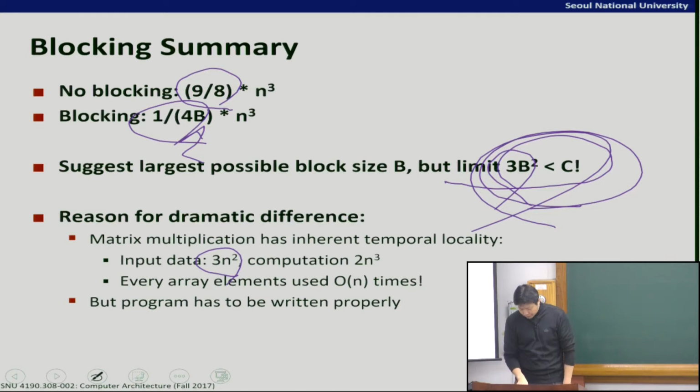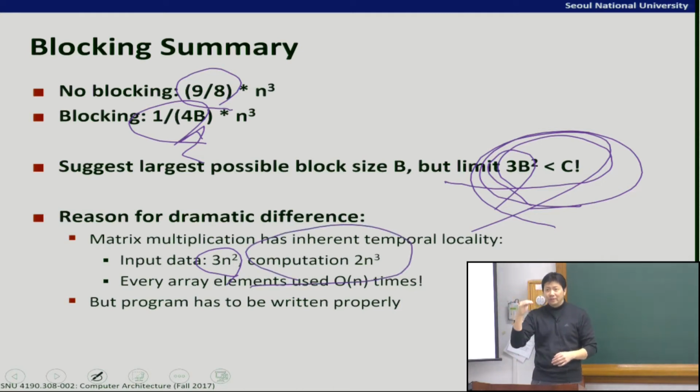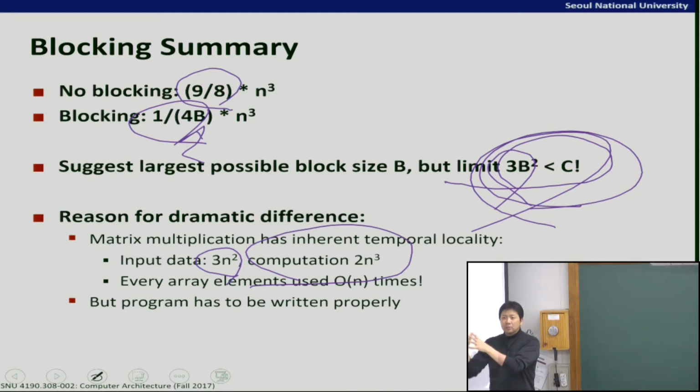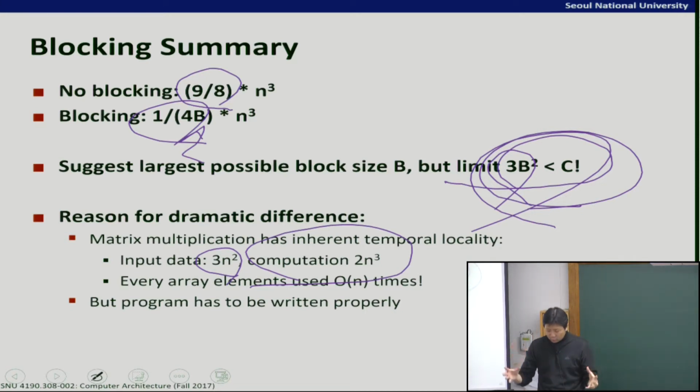But the computation, because we have a triple nested loop, right? If you think about the innermost loop body, the add and multiply will be calculated n cubed times. So there is inherent temporal locality, because your input data size is on the order of n squared, but the number of operations is on the order of n cubed. That means every element must be reused at least on the order of n times. That's basically temporal locality.